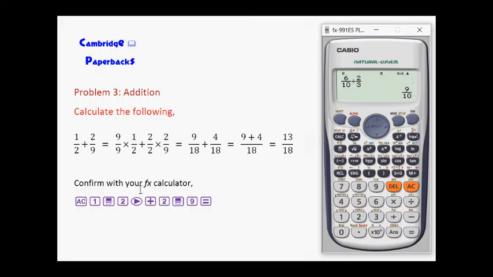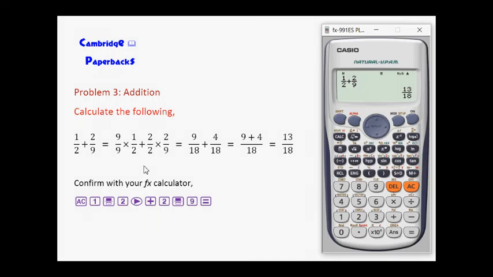Now to verify this result, we can use the following keystrokes on our FX calculator. So we clear the display, so we have 1 fraction 2, cursor, plus 2 fraction 9 equals. As you can see, the result is 13/18, as we would expect.